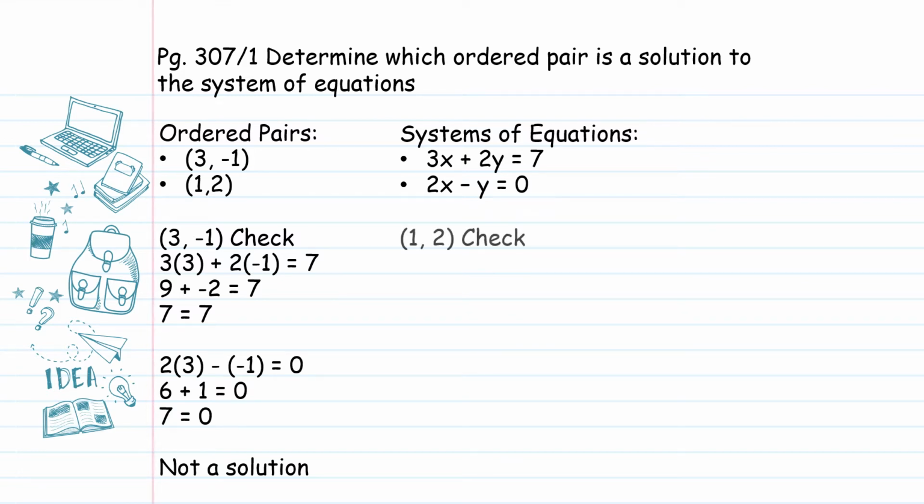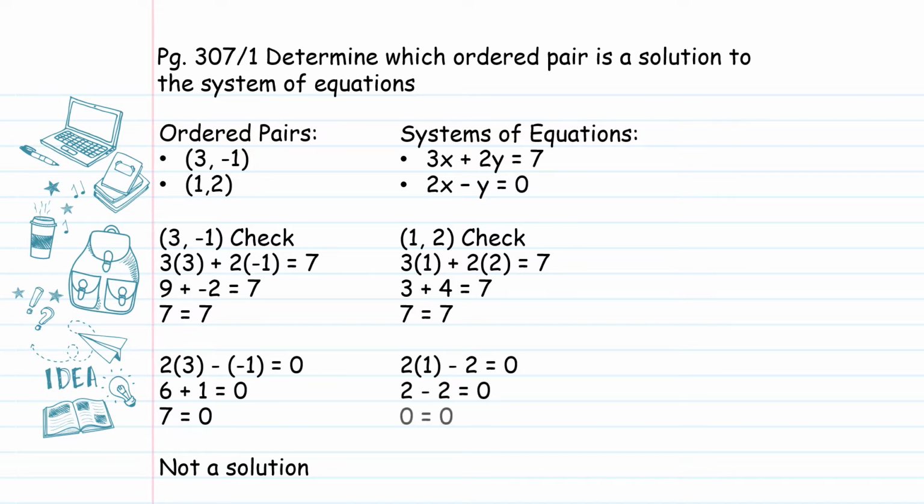So let's check the second one. Again, we're going to follow the same process by plugging in our numbers. We're going to add them together, make sure our answers work. We get 7 equals 7, so that's good. And then we are going to do it again with our second equation. Check to make sure that's good. 2 minus 2 is equal to 0. So we get 0 equals 0, so this is a solution. So between our ordered pairs, (3, -1) is not a solution, and (1, 2) is a solution.